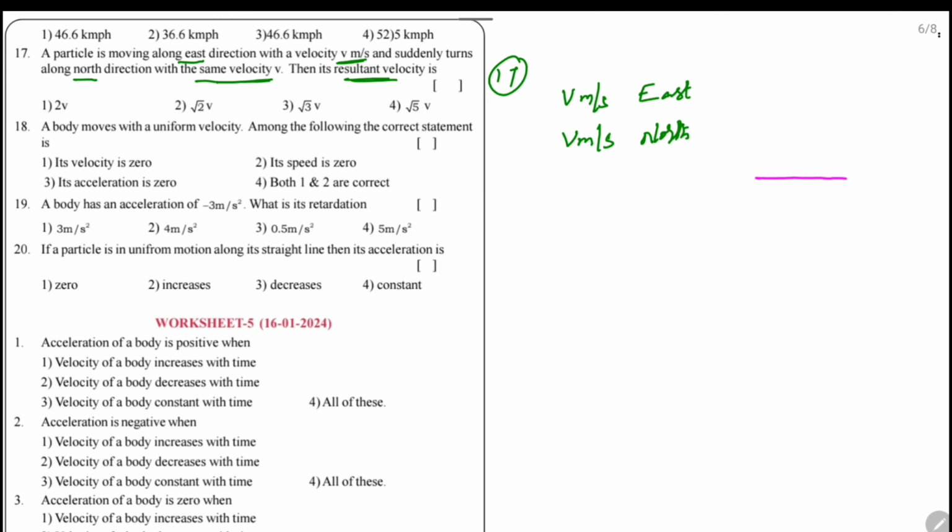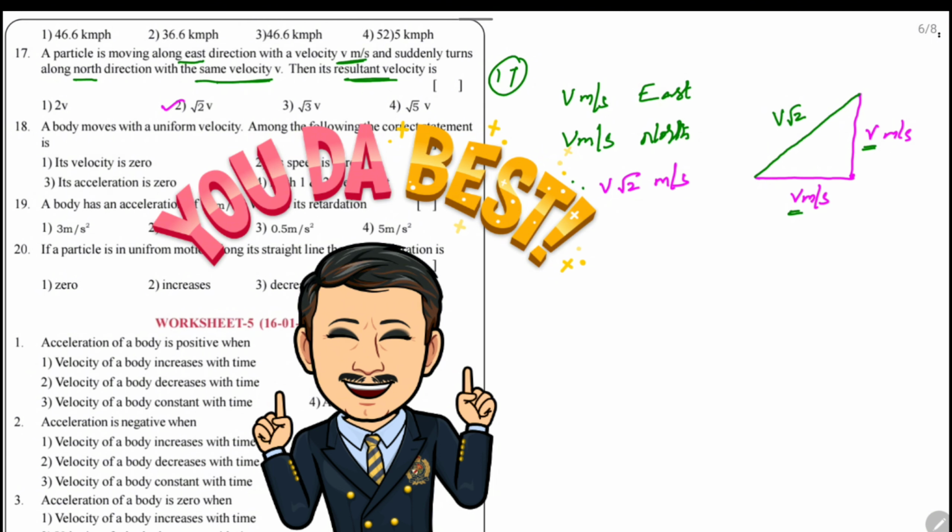First it is moving east with a speed of v meter per second. From here it is moving north with a speed of v meter per second. Now your resultant velocity will be the hypotenuse of this right angle triangle. In a right angle triangle, if the two legs are the same, then the hypotenuse is v times root 2. So the answer is v root 2 meters per second, option 2. Let me know, children, how many of you did it.